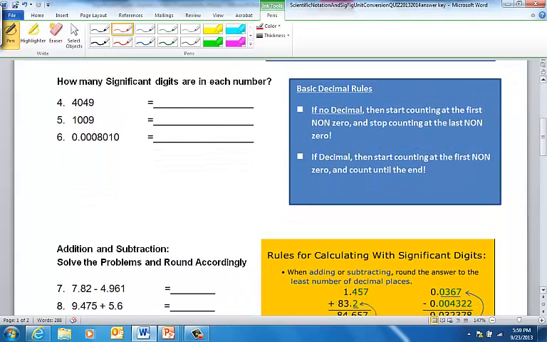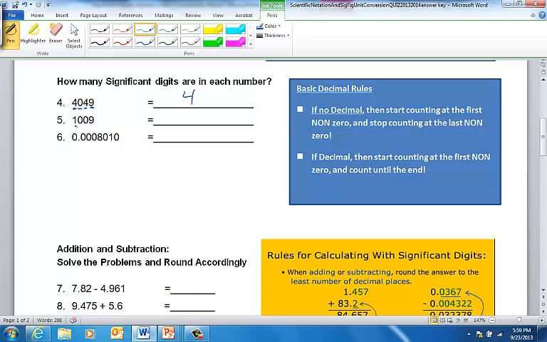Now, significant digits. So we have some basic decimal rules. If there is no decimal, then start counting at the first non-zero and stop counting at the last non-zero. If there is a decimal, then start counting at the first non-zero and count until the end. So, no decimal, start counting at the first non-zero and stop counting at the last non-zero. Not a 0, not a 0, not a 0, not a 0. There are 4 of them.